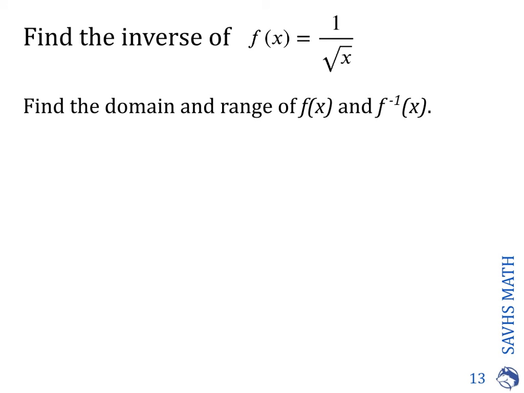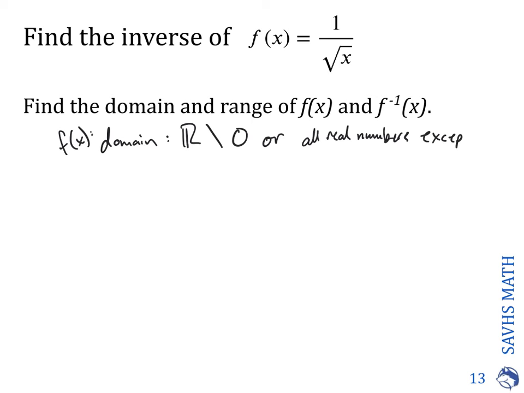All right, so one more problem here, or I guess one more example. Let's find the inverse of 1 over the square root of x. So to do this, let's first think about the domain of f of x. The domain is anything except for 0, so you can either write R minus 0, or this is kind of a fancy way of saying it, or you could say all real numbers except x equals 0.